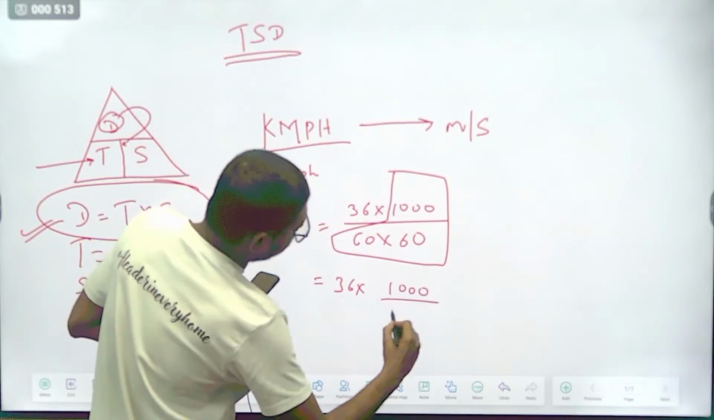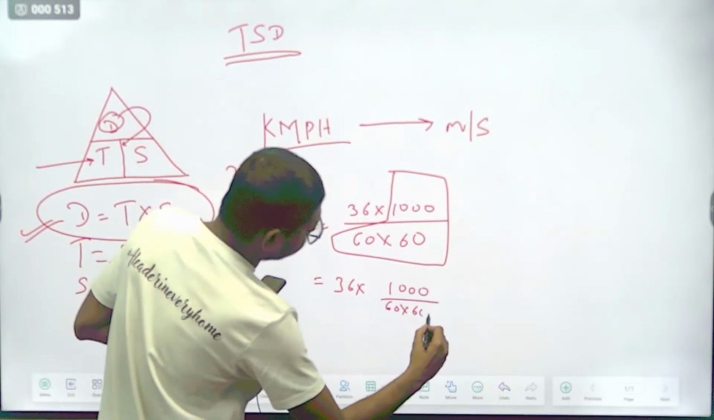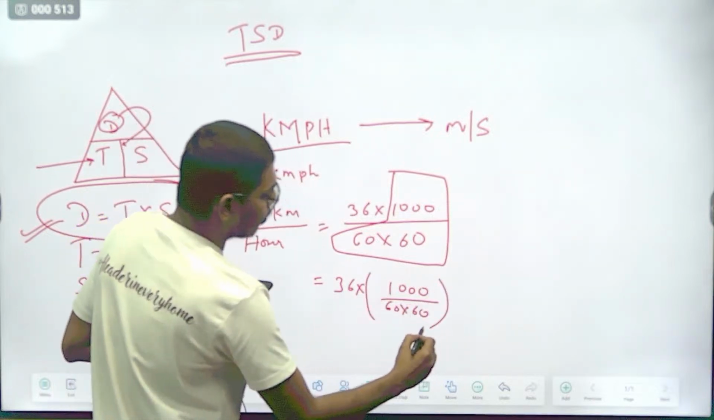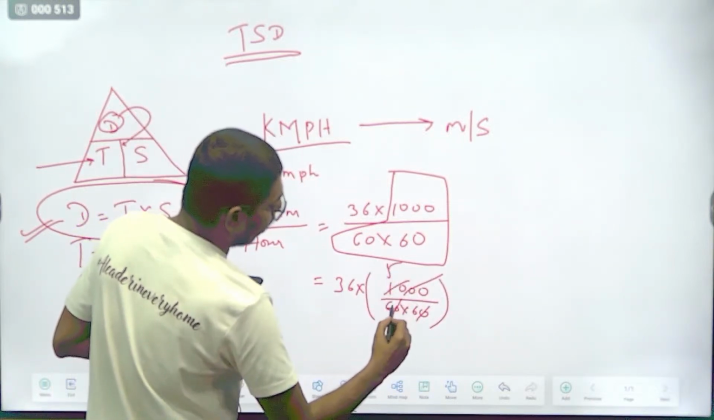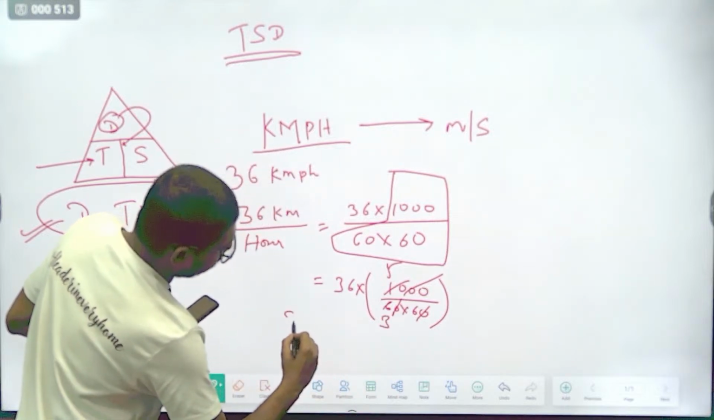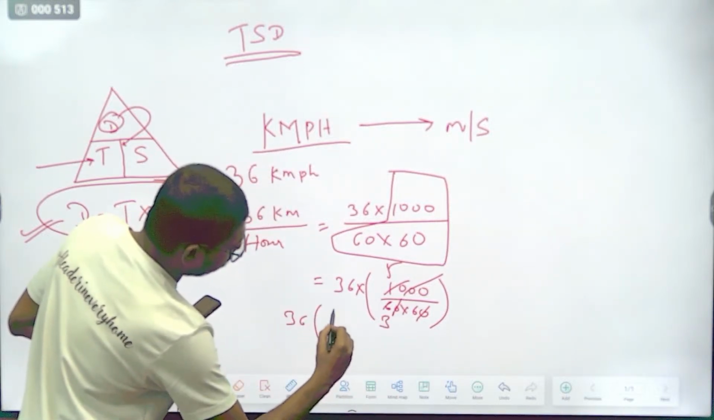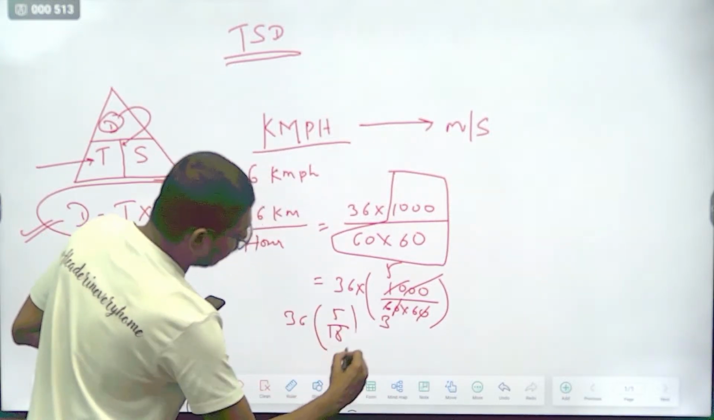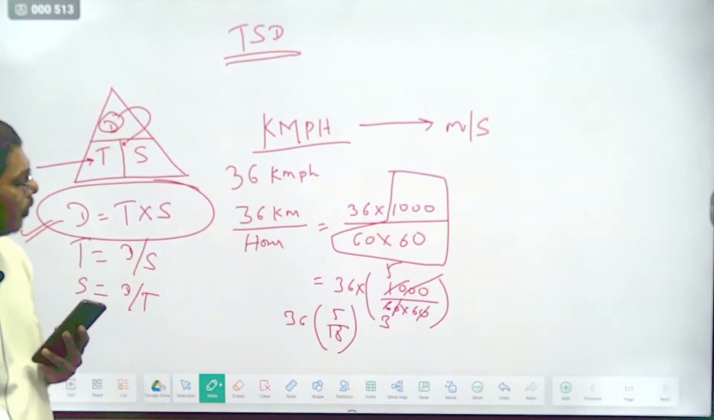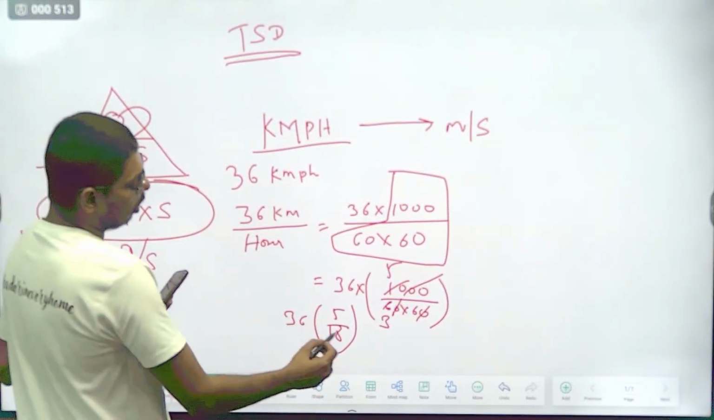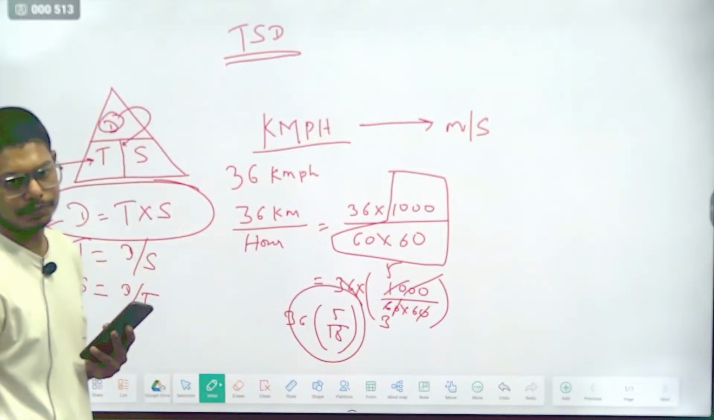1000 divided by 60 into 60, right? This one gone, this one gone, this one gone, and gone. 5 by 3. 36 into 5 by 18. Right? Okay. So this is how your 5 by 18 has come.